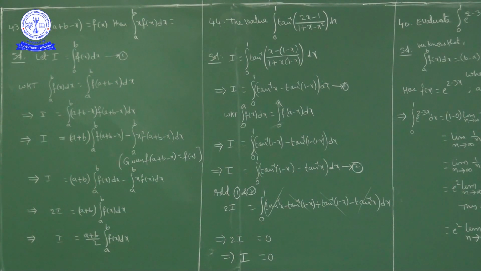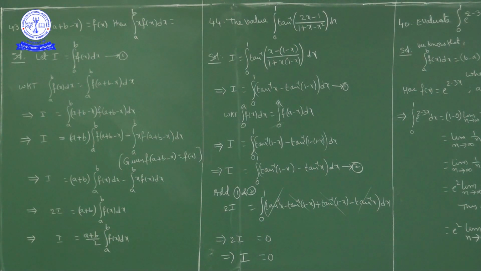Okay, now by adding 1 and 2, left hand side 2I is equal to integral 0 to 1 tan inverse x minus tan inverse of 1 minus x plus tan inverse 1 minus x minus tan inverse of x. By adding all this, tan inverse x minus tan inverse x get cancelled, minus tan inverse 1 minus x plus tan inverse 1 minus x get cancelled. So what we have here? This is 0. So 2I equal to 0 means integration value is 0.